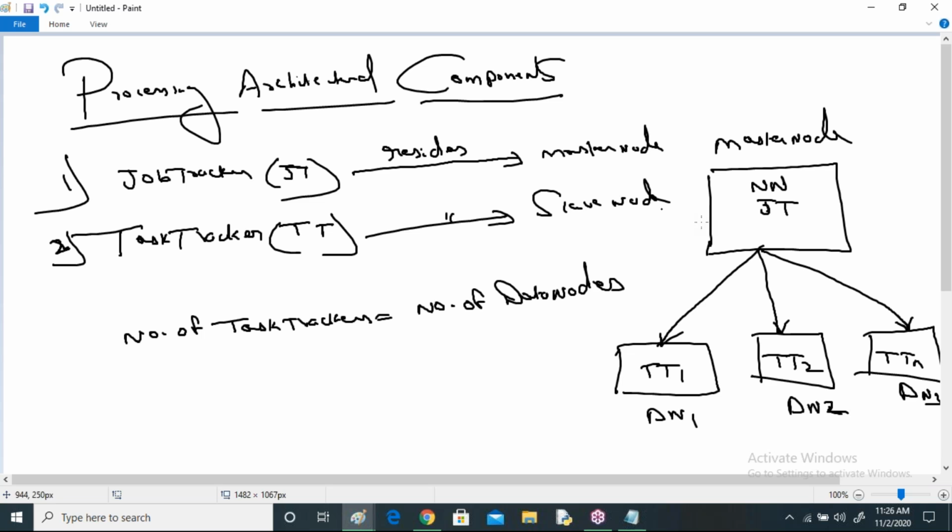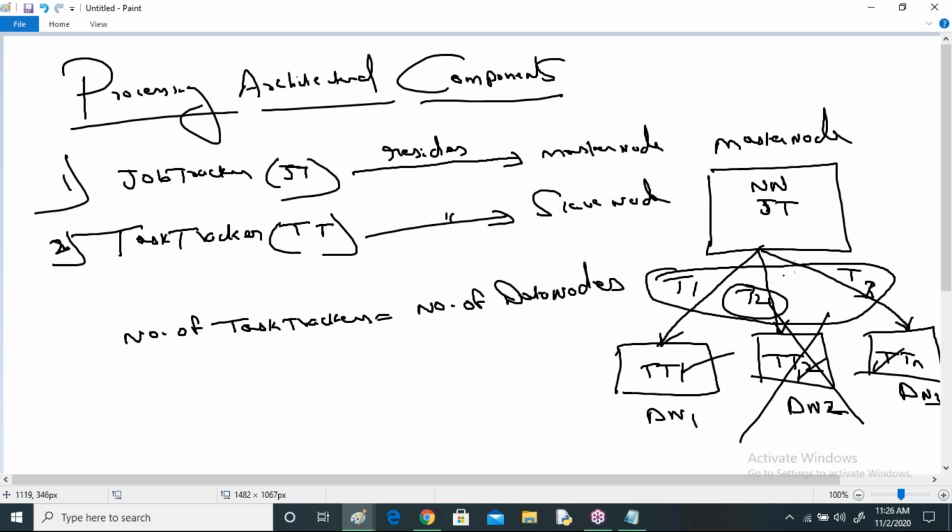The job tracker divides the job into tasks and assigns the tasks to multiple task trackers: T1 to task tracker 1, T2 to task tracker 2, T3 to task tracker 3. These multiple tasks are executed by multiple task trackers simultaneously, in parallel, and give the result. During this process, if any system goes down, the task of T2 is assigned to another task tracker. That we call the fault tolerance mechanism.